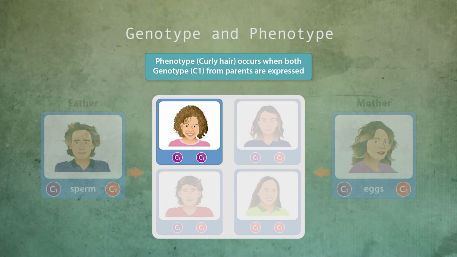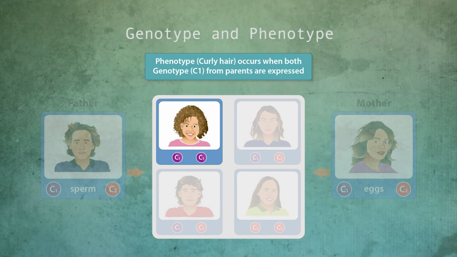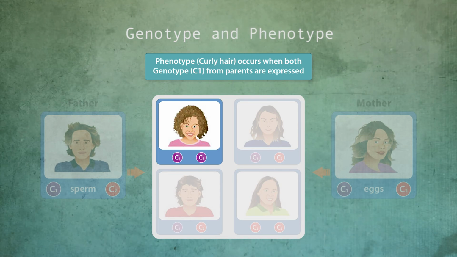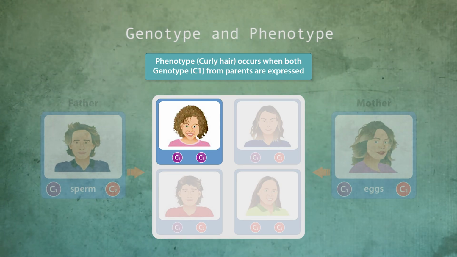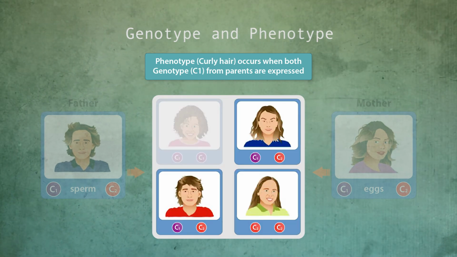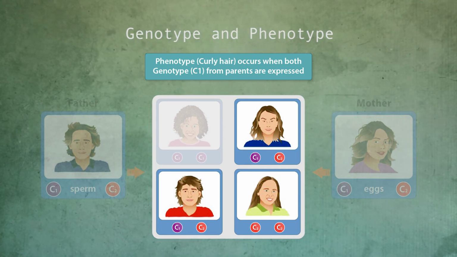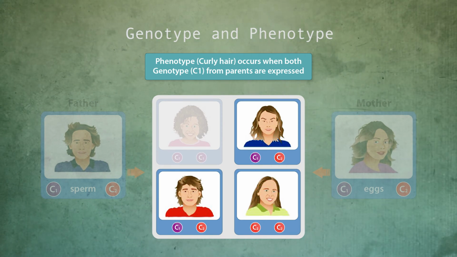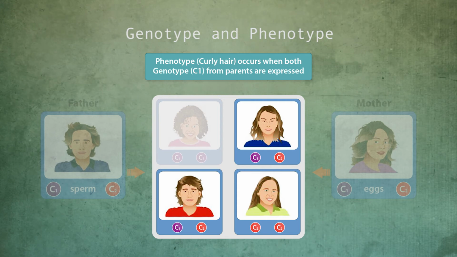When sperm that carries C1 meets ovum that carries C1, their offspring will have both C1. Hence, he or she has curly hair. Other siblings will only have straight hair if they have only one C1. The observed properties of genetic makeup, such as curly hair, are called phenotype.